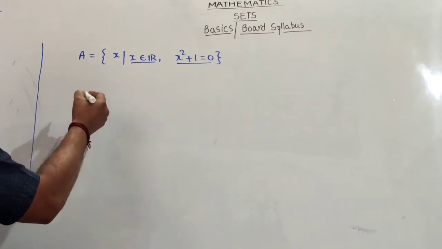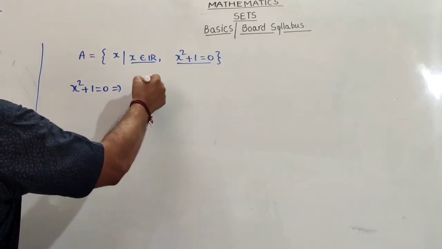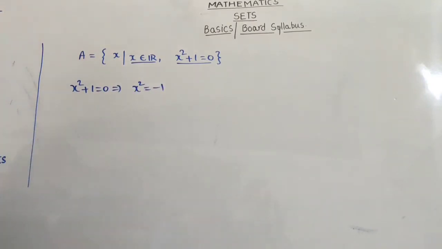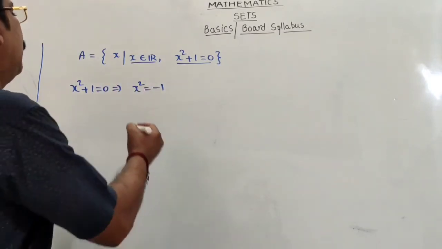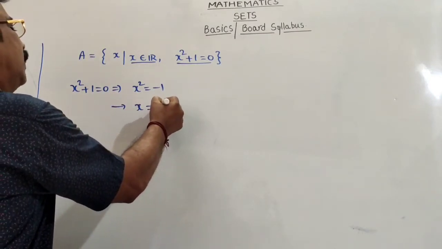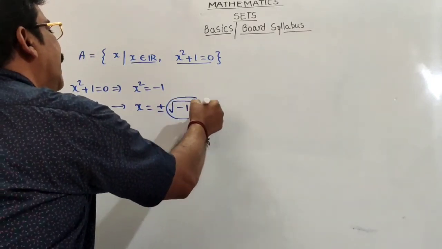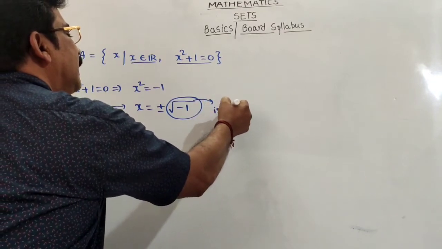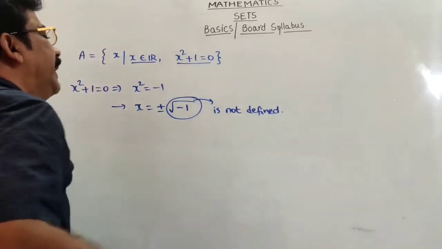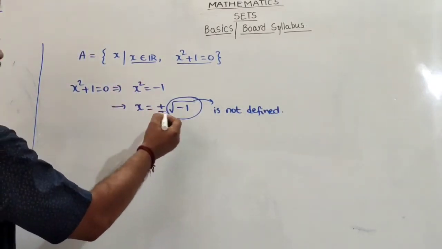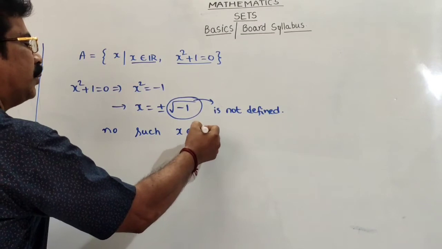Let us solve the equation. x square plus 1 equal to 0 implies x square is equal to minus 1. In mathematics, the square of any number should not be negative, or it can be x equal to plus or minus root of minus 1. So this value is not defined. Therefore, there is no such x which belongs to capital R.